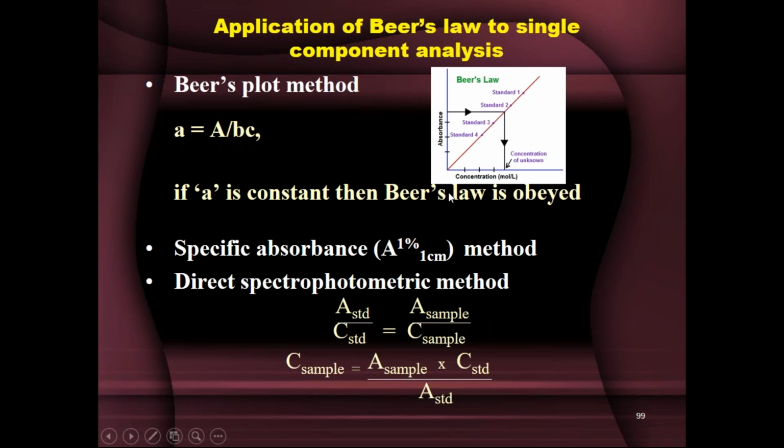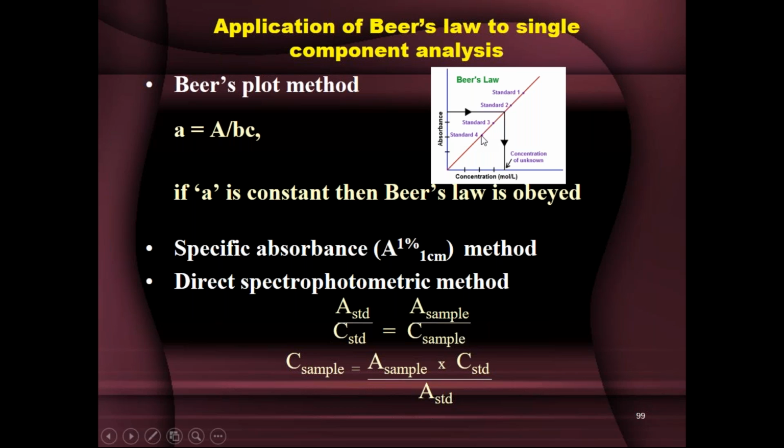This is the standard Beer's plot, and here you have A equals abc because Beer's law says capital A equals small abc. So small a, if you take on the left side, you get capital A divided by bc. Small a is the absorptivity. It is characteristic of a substance. So it must be the same at any point of the curve.